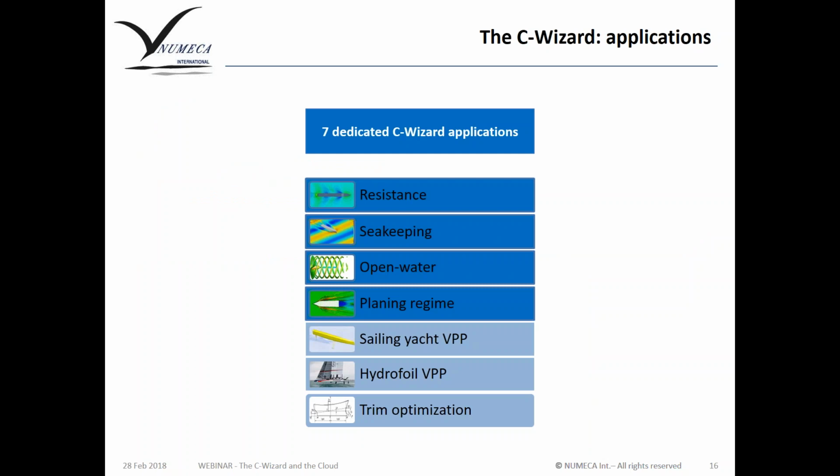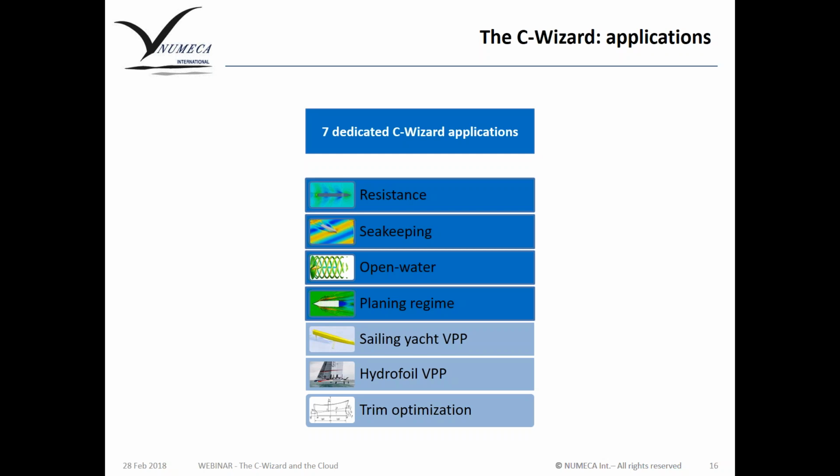It's incorporating several applications, 7 to be exact. The first one is called resistance. So we are just solving the trim, for instance, for a given speed, for a resistance curve, for instance. The second application is called seakeeping. That just means that we are inserting some waves inside the simulation. The third one is called open water, because we can do the propeller alone here, just to quantify the propeller performances in open water condition.